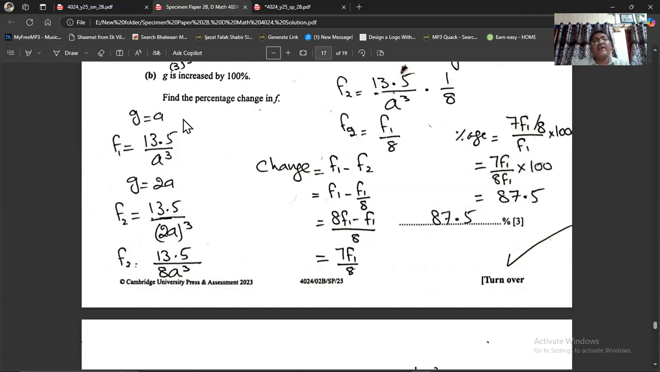Their question is, find the percentage change in the F. So first of all, F1 minus F2, that is the change. F1 minus F2 is F1 by 8. So take the LCM: 8 F1 minus F1 divided by 8, so 7 F1 divided by 8. Now I will represent this as a percentage. So change, which is 7 F1 divided by 8, divided by F1. F1 will be cancelled. So you will have 7 by 8 multiplied by 100, that is 87.5.